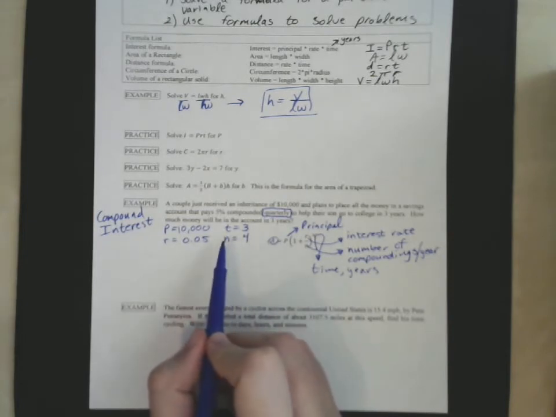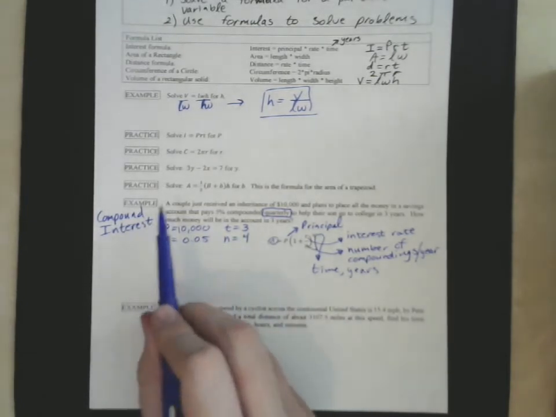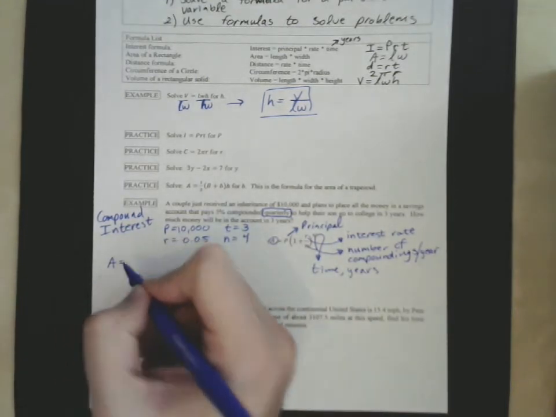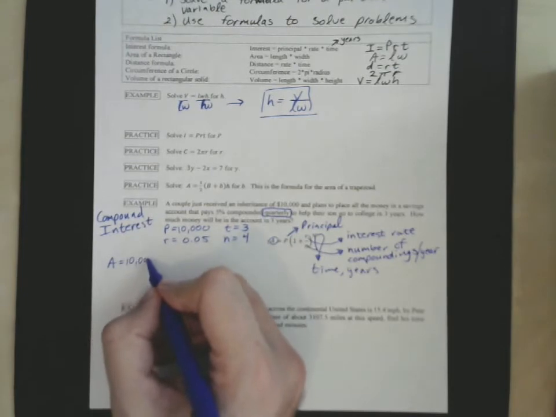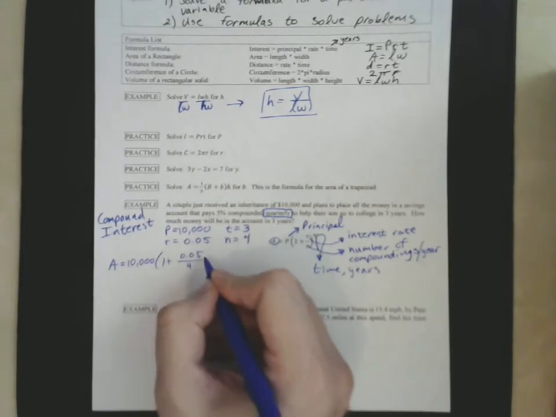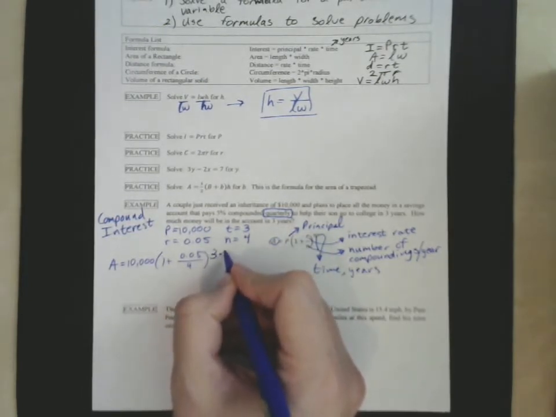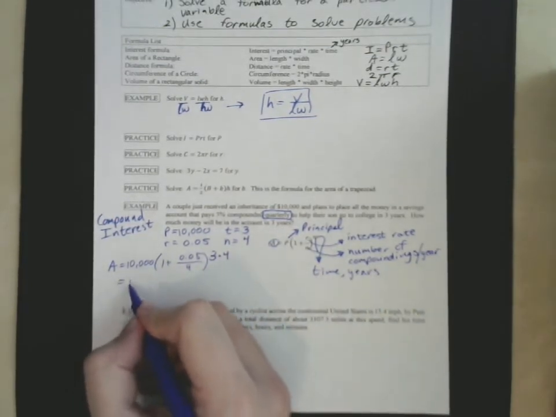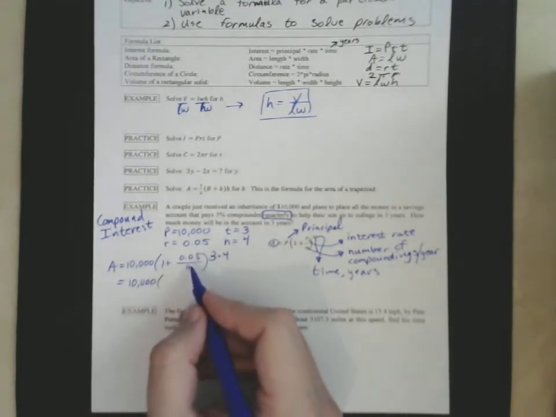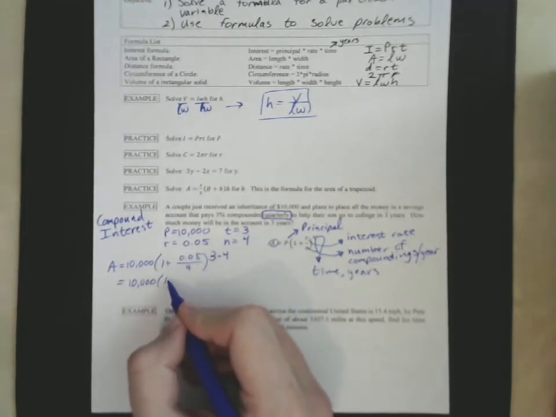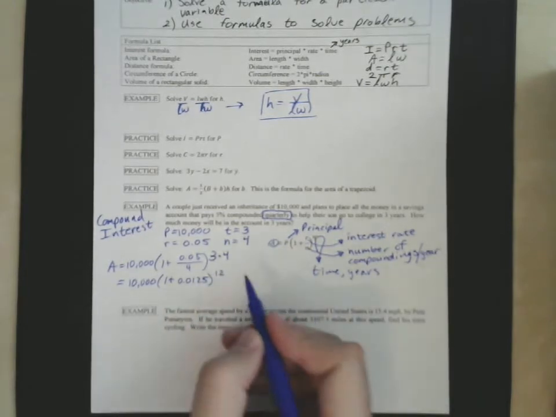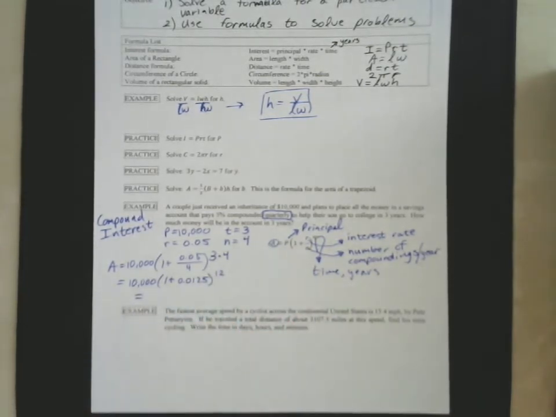Okay, but anyway, our n is 4. So now we're going to take all of our numbers and pop it into our equation. So A equals 10,000 times 1 plus 0.05 over 4 to the 3 times 4. So we have 10,000. 0.05 over 4 is 0.0125. So this is 1 plus 0.0125 to the 12th. And this is a calculator problem.